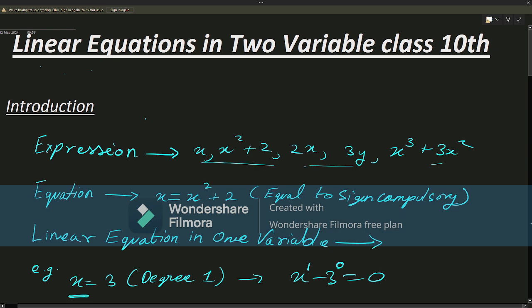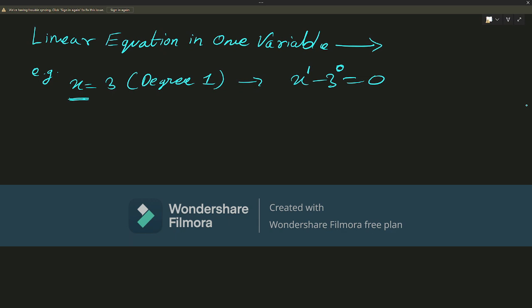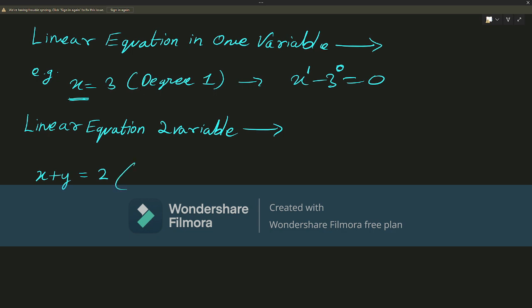Now let's see linear equation in two variables. Here we have two variables, suppose x, y, a, b, z, anything. So let's take for example x plus y equals 2. Now can you tell what is the degree of this equation? Well, if your answer is 2, then it's wrong.